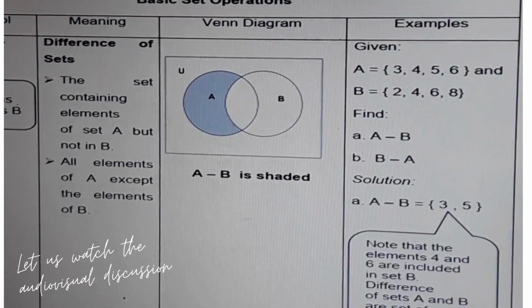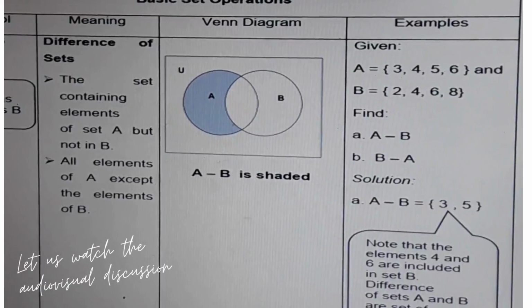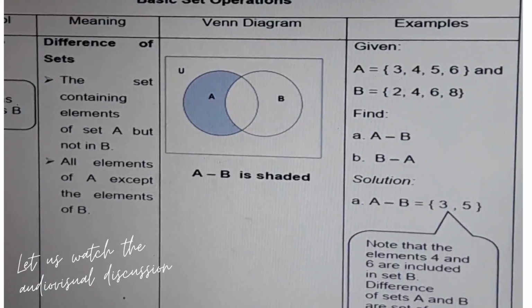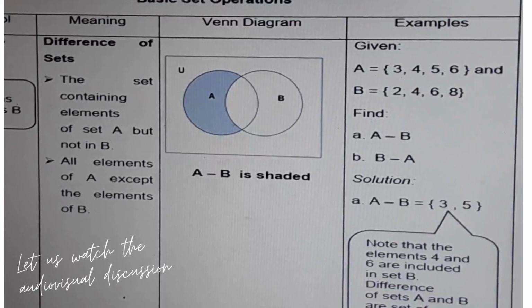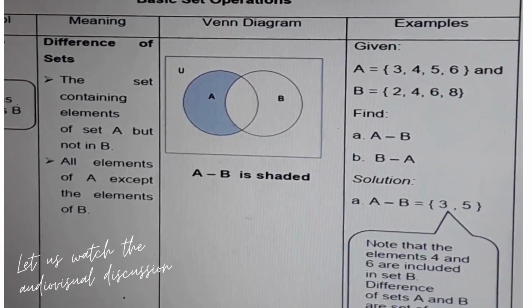So notice that the elements 4 and 6 are shaded in this case because they are common between the two sets. So they are included in the shaded part. They are included in set B. So the difference of sets A and B is not the set of elements of A, but the set of elements in A, not in B.